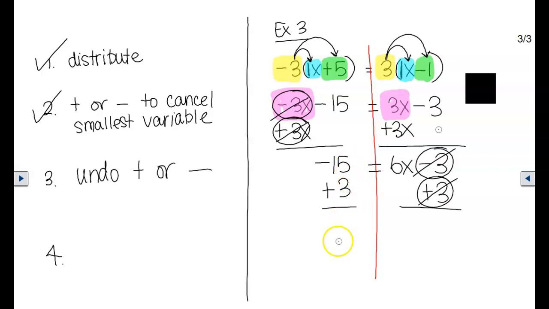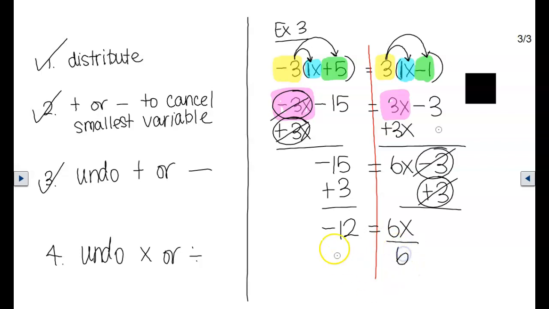All right, negative 15 plus 3 is a negative 12, and that is equal to 6x. So we have undone addition or subtraction. So we finish off with undo multiplication or division. So what do we have? Well, we have 6x. 6 times x, this is multiply. So we're going to divide by 6. The multiply by 6, the divide by 6, cancel. X is alone. Negative 12 divided by 6 is negative 2 is our solution. And we have done all 4 steps.